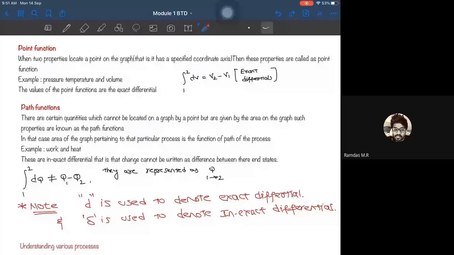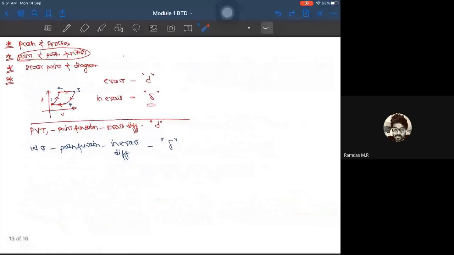Hope you got the things right for path and point functions I have explained. Exact differentials can be calculated as the difference between the two properties at two different states, whereas the path functions, which are inexact in nature, cannot be calculated as the difference between the two states. So d is always used to denote the exact differentials, and delta is always used to denote the inexact differentials.